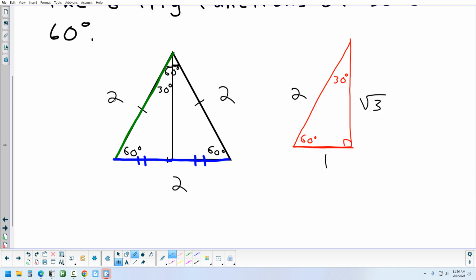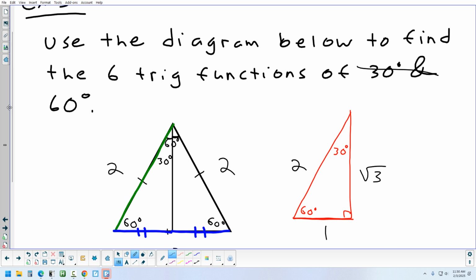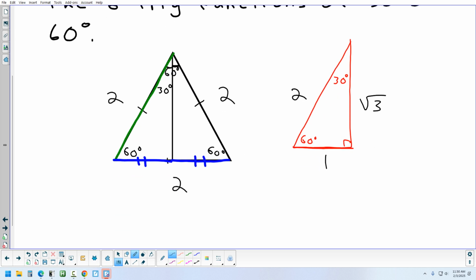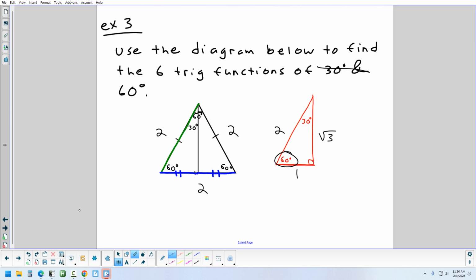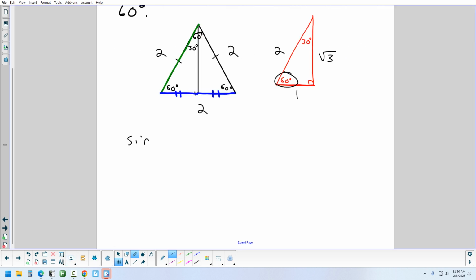So that's a pretty standard right triangle that you'll see. And now I said let's do everything from the 60. Okay. So let's do all our trig functions: sine, cosine, tan. The only difference between doing the 30 and the 60 would be the opposite and adjacent switch. But you still get all the same answers, just in different spots.